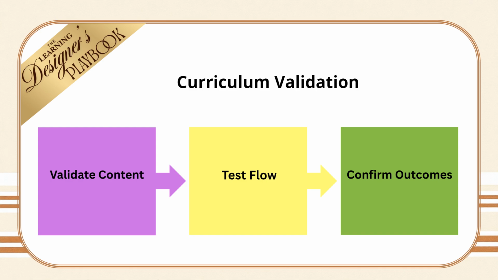Before full implementation, validating your curriculum is critical. Start by reviewing content for accuracy, relevance, and alignment with learning objectives. Pilot individual modules with a small group of representative learners. Observe engagement, comprehension, and workflow effectiveness. Collect feedback on clarity, difficulty, and relevance.